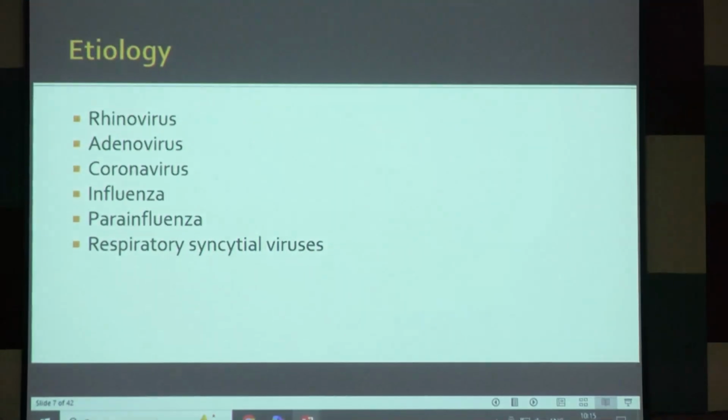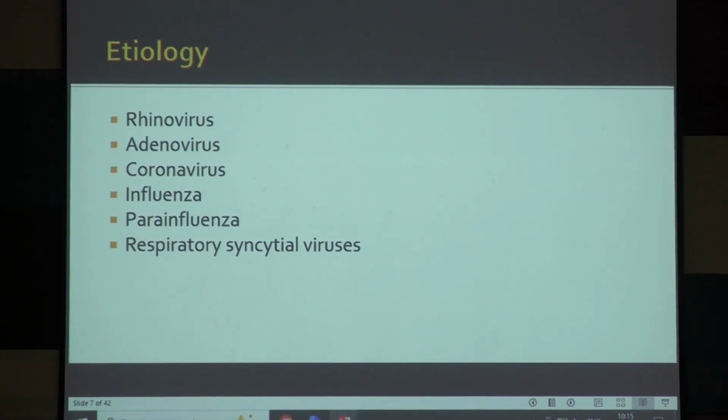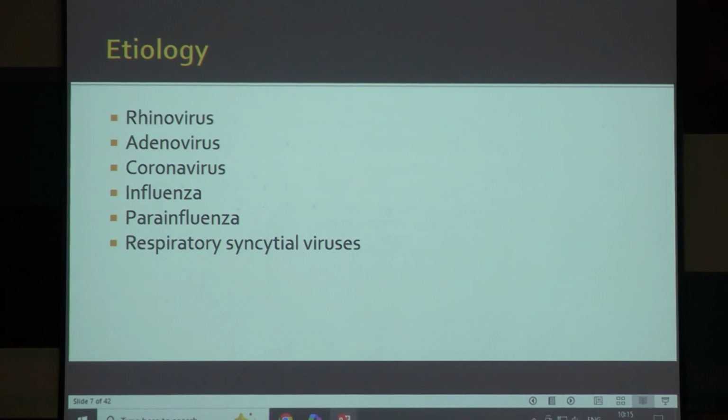What are the viruses responsible? Rhinovirus, adenovirus, coronavirus or COVID, influenza, parainfluenza and RSV, respiratory syncytial virus. So, these are the most common viruses. So, basically it is a viral infection.